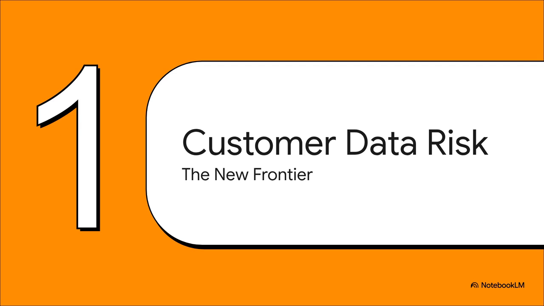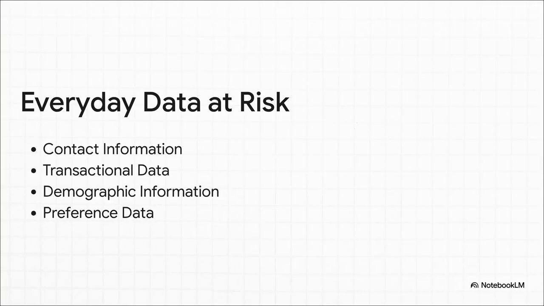AI is this incredible tool for personalization, for efficiency, but it also opens up all these new, kind of scary pathways for sensitive information to get exposed if we're not being super, super careful. I'm talking about the stuff we use every single day, right? Contact info, what people buy, their demographics, what they like. On their own, each of these little data points might seem pretty harmless, but when you put them all together, well, you're building a very sensitive picture of a real person's life.